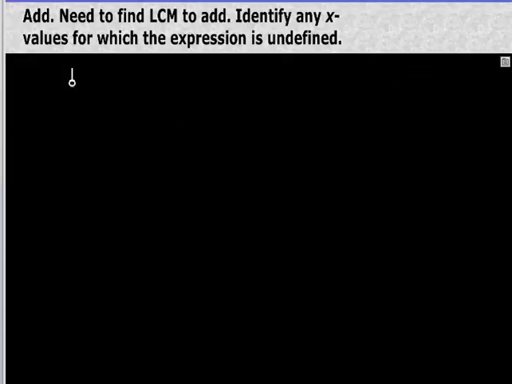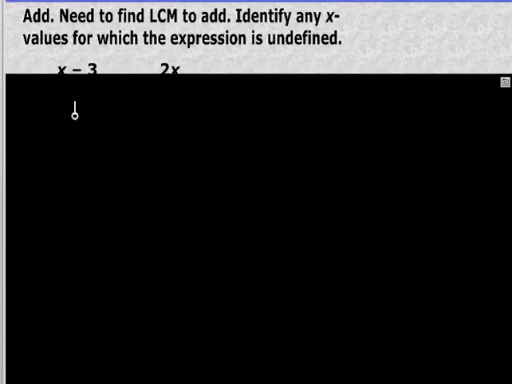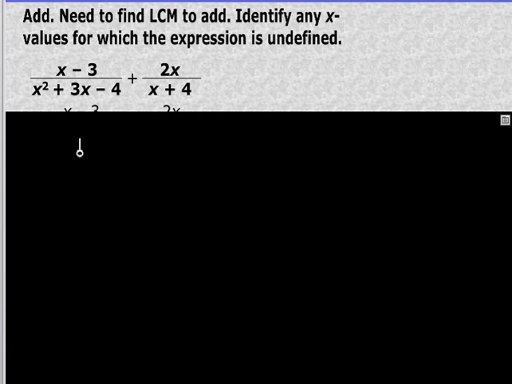All right, first problem, add. So we've got two rational expressions. We want to add them. First thing we need to do, well actually first process is find the LCM or least common multiple, and then we're going to add them, and finally we're going to identify any x values for which the expression is undefined. In order to find the LCM, we're going to factor. We're only worried about the denominator, so this is for the denominator only. We only need to have a common denominator.